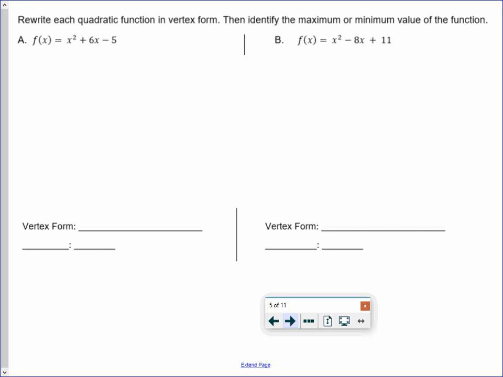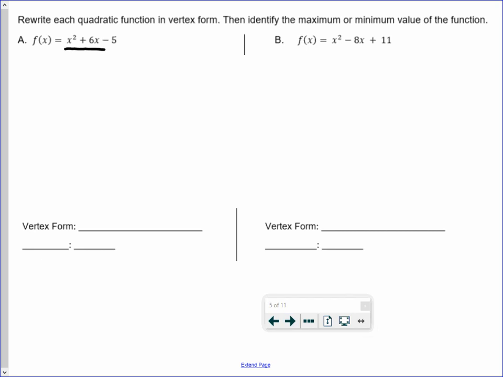When we're talking about vertex form and standard form, the standard form of an equation isn't going to tell us all too much. So a lot of the time we want to take the standard form of an equation and convert it to the vertex form. In these problems, we want to rewrite each quadratic function into vertex form, and then identify if it's a maximum or minimum and what that maximum or minimum value of the function is. So for the first one, we want to isolate the first two x terms.